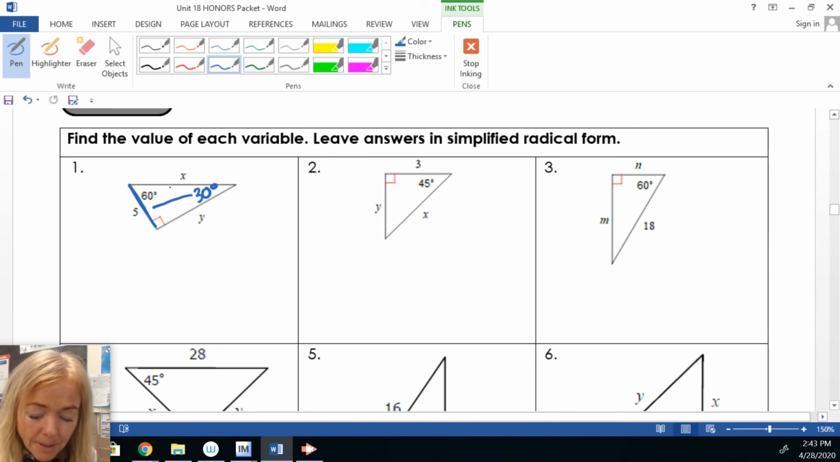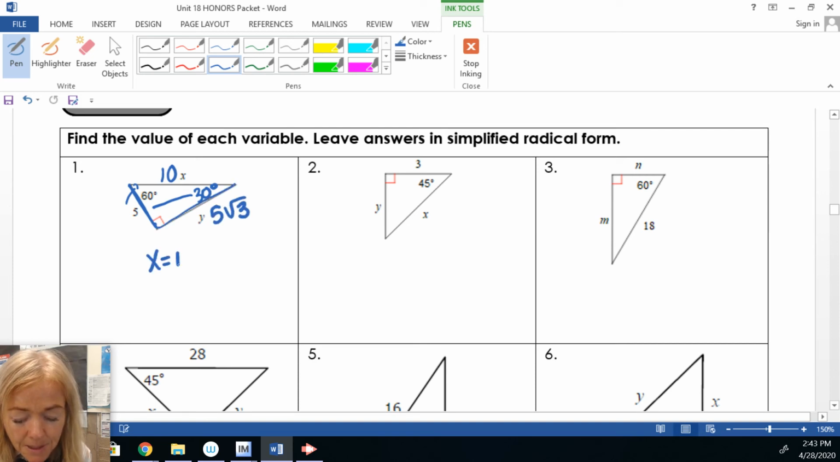So x is the hypotenuse. To get to the hypotenuse, that's going to be twice, because it's the other side of the equilateral triangle, twice 5. So 2 times 5 is 10. And then this longer leg is going to be 5 times radical 3. So x would be 10, y would be 5 radical 3.